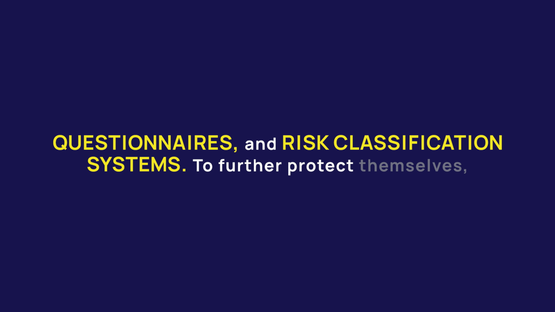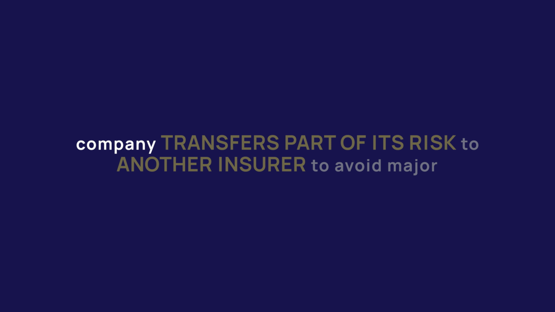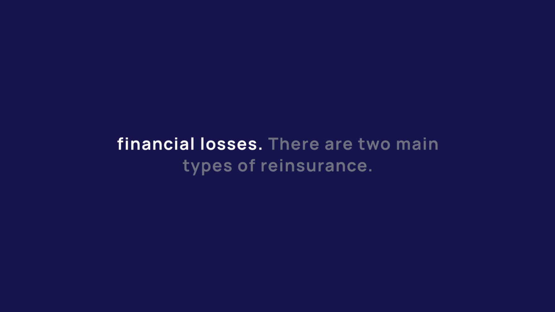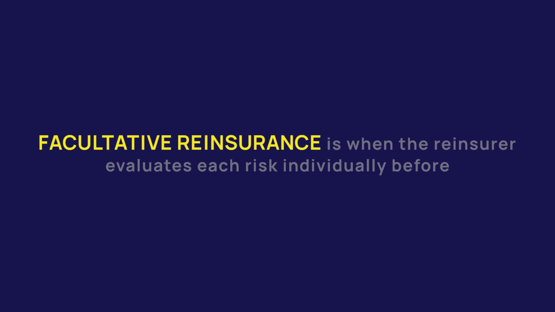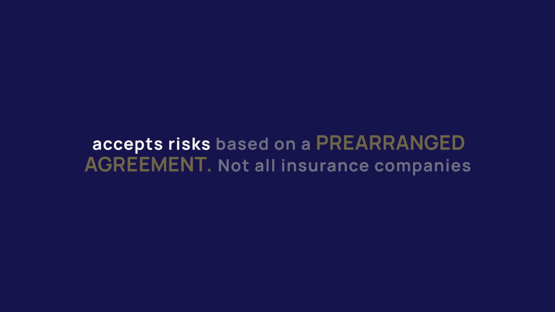To further protect themselves, insurance companies also use reinsurance. This is when one insurance company transfers part of its risk to another insurer to avoid major financial losses. There are two main types of reinsurance. Facultative reinsurance is when the reinsurer evaluates each risk individually before accepting it. Treaty reinsurance is when the reinsurer automatically accepts risks based on a prearranged agreement.